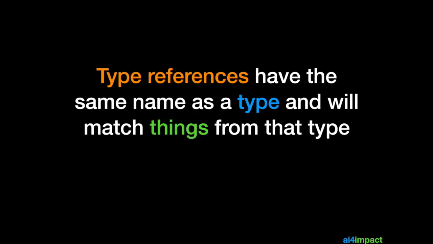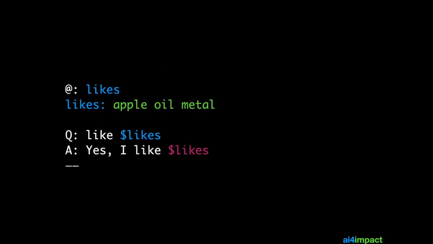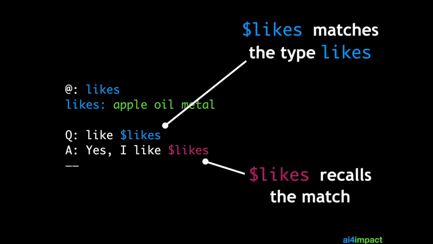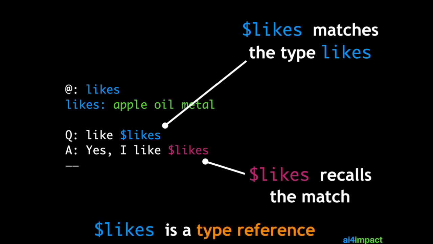You've already seen type references, and type references have the same name as a type and will match things from that type. For example, we've seen likes and love from the previous session. In this example, likes matches the type likes, and likes used again in the answer recalls that match. So likes is a type reference. It's called a type reference because it has the same name as a type.